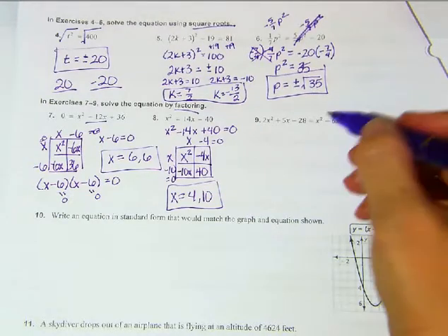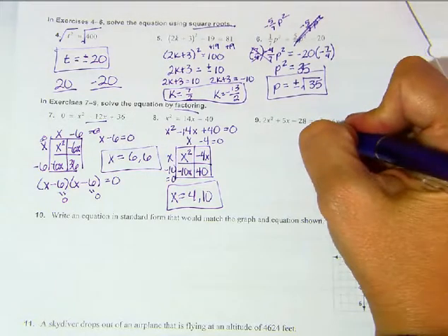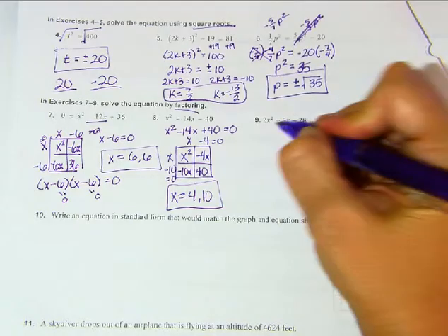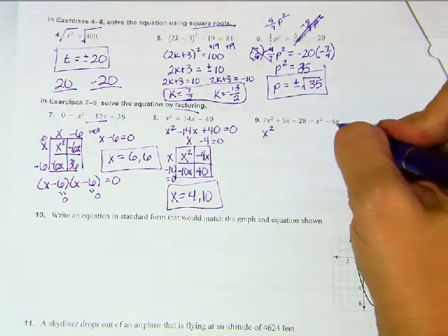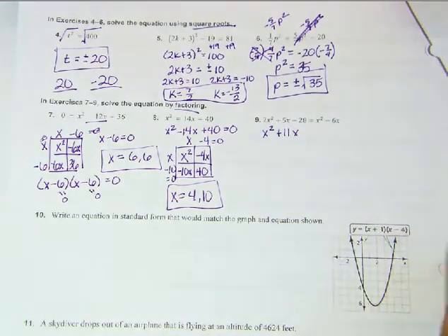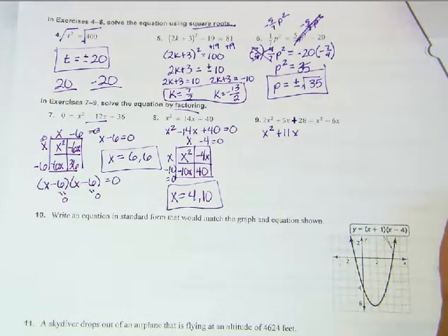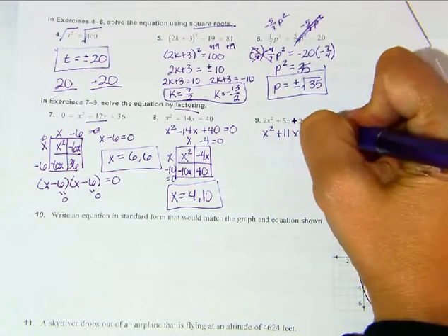All right, now, in number 9, I need to get it equal to 0, so I'm going to subtract the x squared and add the 6x. So 2x squared minus x squared just gives me x squared. I have 5x plus 6x, so I get 11x. Oh, and for this problem to work, I'm sorry, we're going to make this a plus 28, change the actual problem. And then I just have that positive 28 on the end.